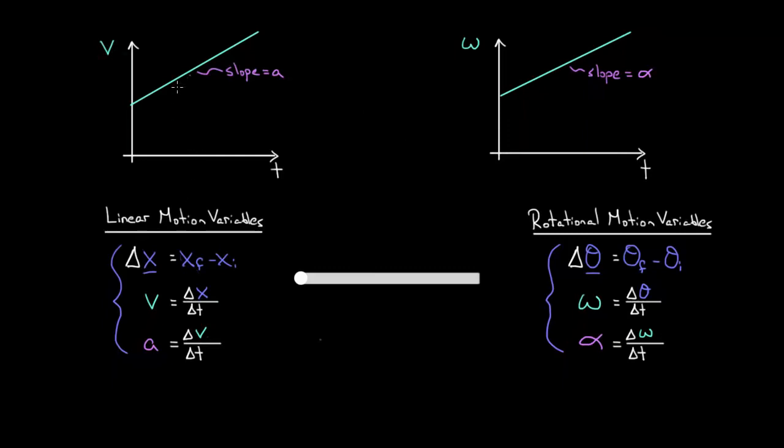Similarly, the area underneath the curve on a velocity versus time graph represented the displacement. So that means that the area under the curve on an omega versus time graph, an angular velocity versus time graph, is going to represent the angular displacement.